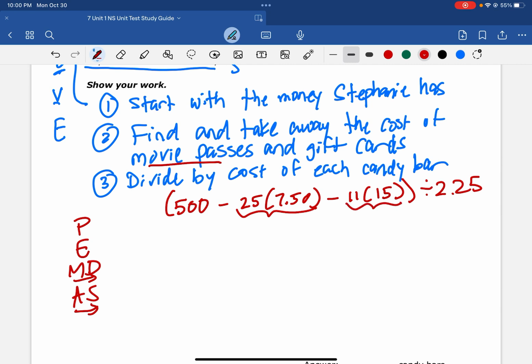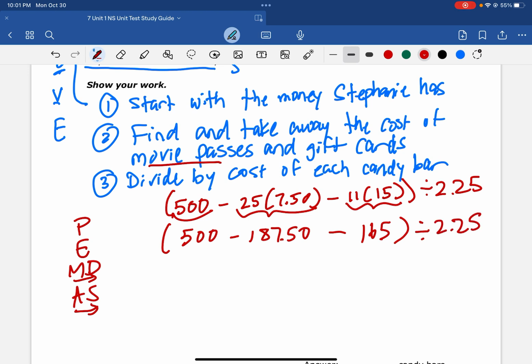So in your calculators, you can put 25 times 7.50. And that's going to give you 187.50. And then let's go over to this one now. This is going to be 11 times 15, and that gives us 165. Okay, I'll bring down the parentheses and any numbers I haven't used. I haven't used 500 yet. I'll bring that down. Bring down the minus. Okay, and then bring down the divided by $2.25.